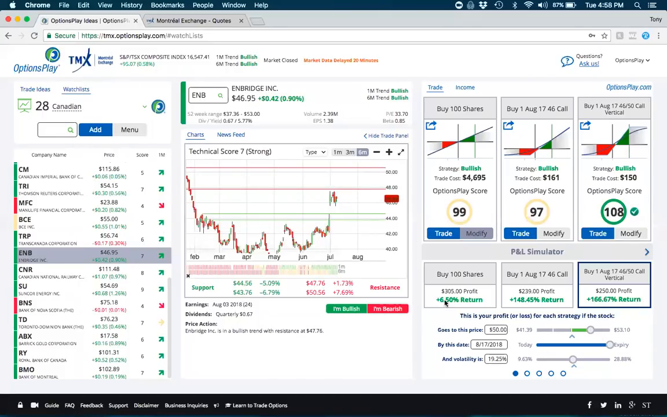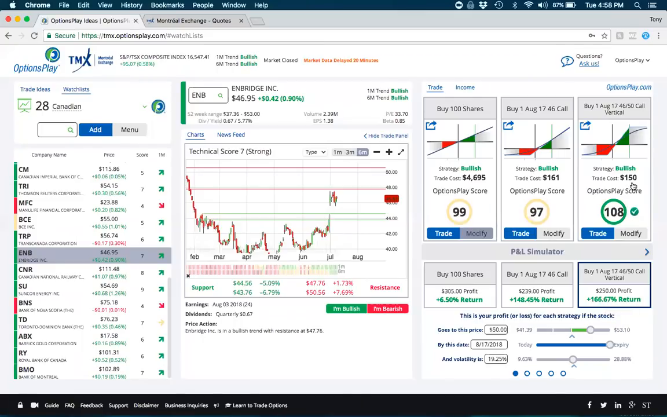So if you bought the stock, you make a 6.5% return. If you bought this call, which costs you $161 instead of $4,695 to buy 100 shares of the stock, you make a 148% return. So significantly higher return if you had bought the call versus buying the stock. But if you had bought this spread here on the right, you make 166% return because it only costs you $150.